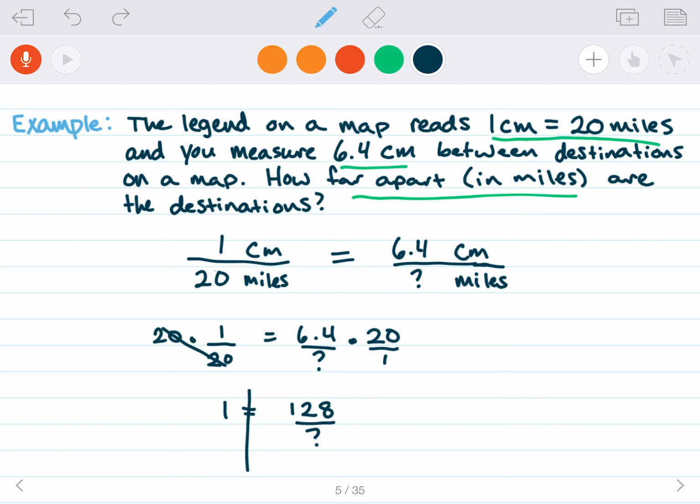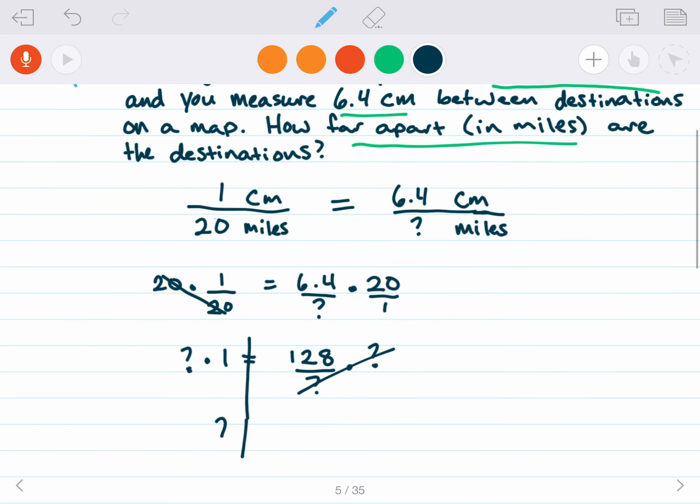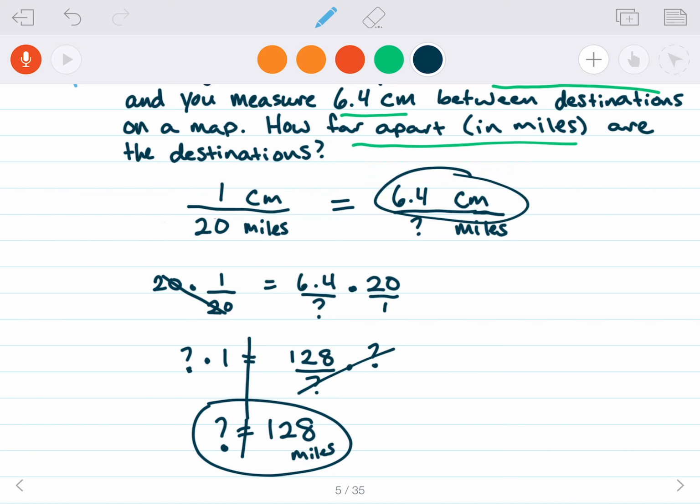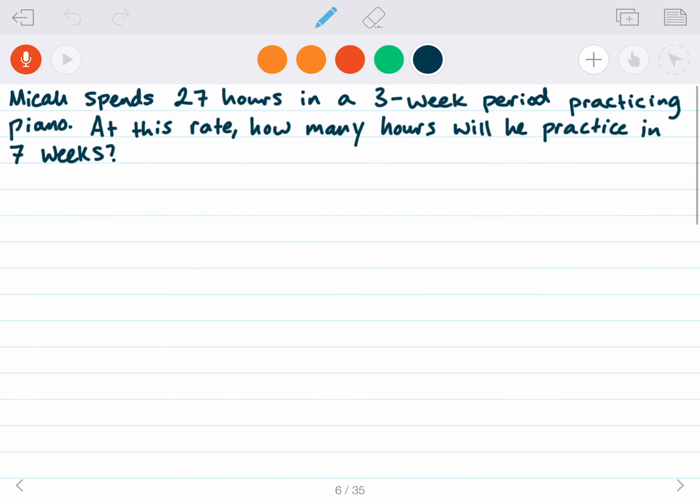At this point, to get the question mark out of the denominator, I can multiply both sides by the question mark. It's just like multiplying both sides by x. If you want to call it x, call it x. I don't care. When I do that, that clears, and question mark times 1, anything times 1 is itself. So I get that my answer is 128. And it's asking how many miles is 6.4 centimeters equivalent to? Well, we just found out with our proportion that's equivalent to 128 miles. Pretty cool. Alright, let's do another example.